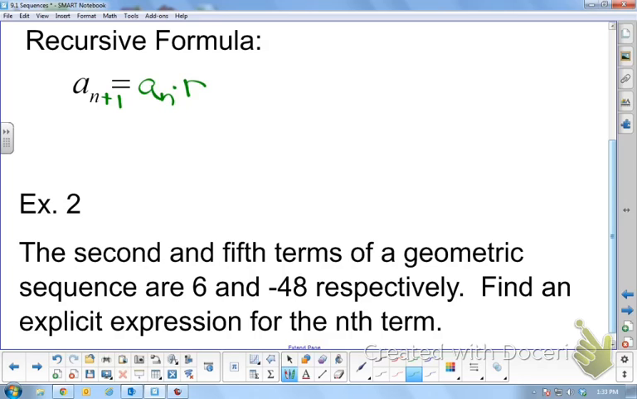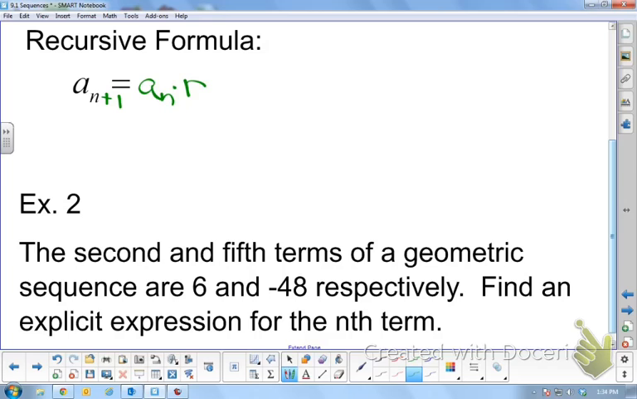The 2nd and 5th terms of a geometric sequence are 6 and negative 48 respectively. What do they mean by respectively? In that order. That's used in standardized tests quite often. Find an explicit expression for the nth term.